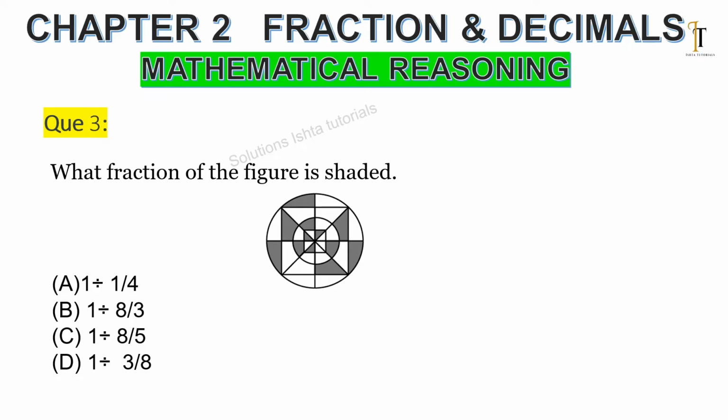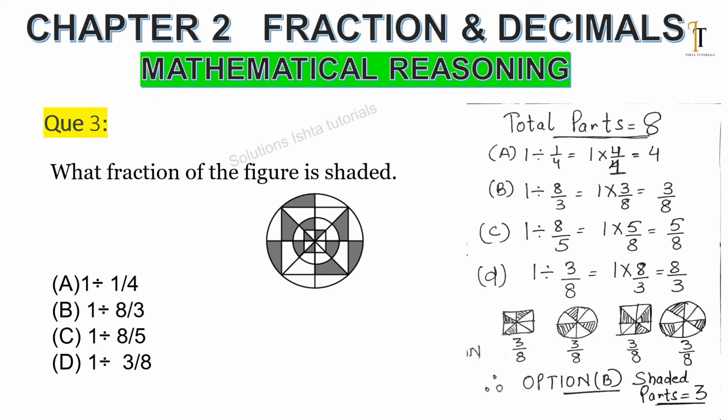Question number 3. What fraction of the figure is shaded? So students, here you need to find the fraction of the shaded part to the total parts. Let's check the solution. Now here we have divided the whole image into 4 parts, that is small square, small circle, big square and big circle. Here we can see the whole image is divided into 8 parts, out of which 3 are shaded. Now let's find the correct answer with the help of the options given.